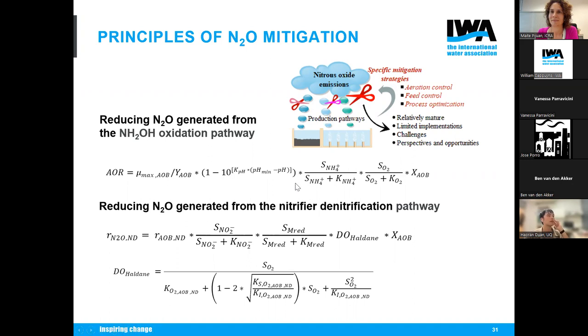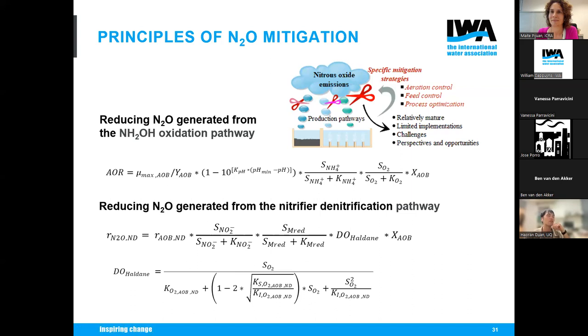So here we can see from this equation, if we are able to reduce the ammonia concentration in the reactor, or if we are able to reduce oxygen concentrations, we will be able to reduce N2O emissions from this pathway. And this is exactly why some studies did low DO or flow equalization to reduce ammonia concentrations.